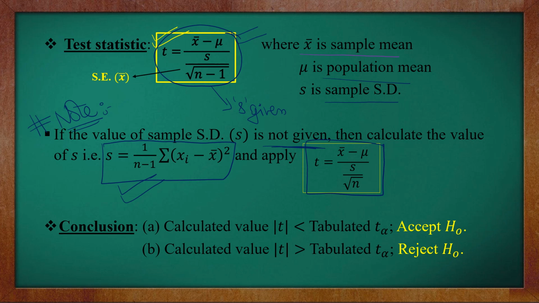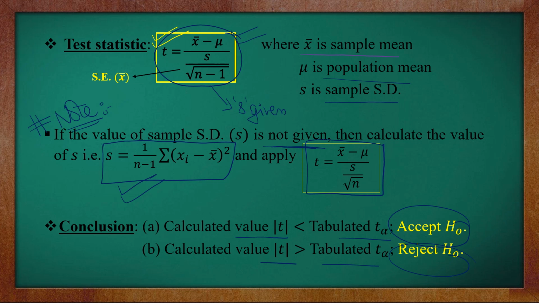Then the conclusion, I have already discussed the same. If the calculated value using the t-test is less than the table value, accept the null hypothesis. If the calculated value using the t-test is greater than the table value, reject the null hypothesis.